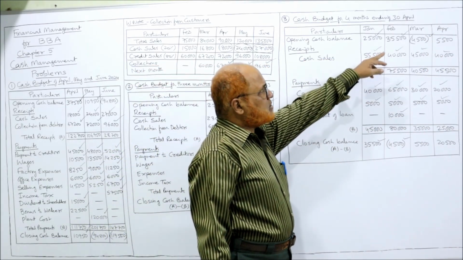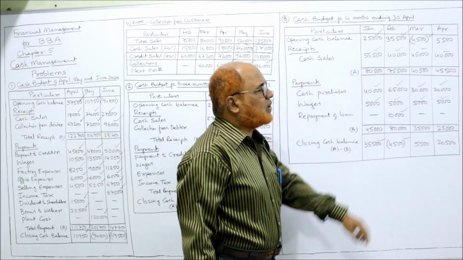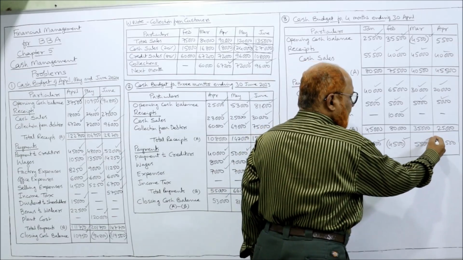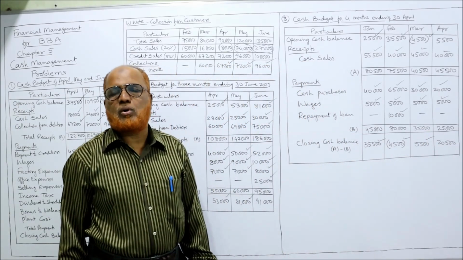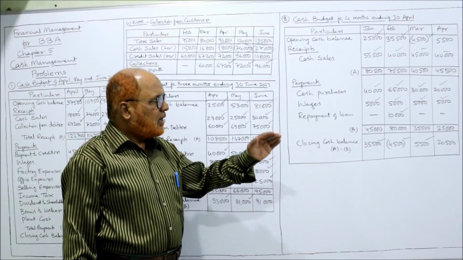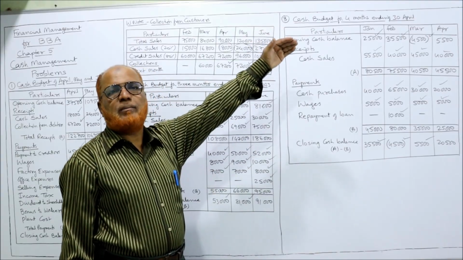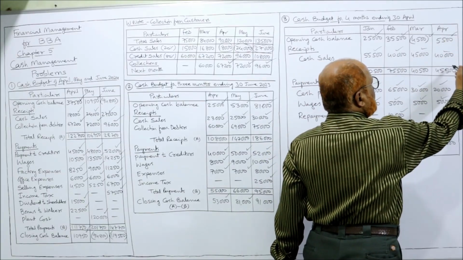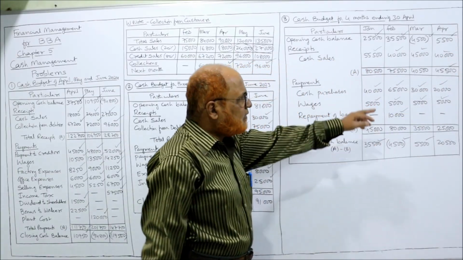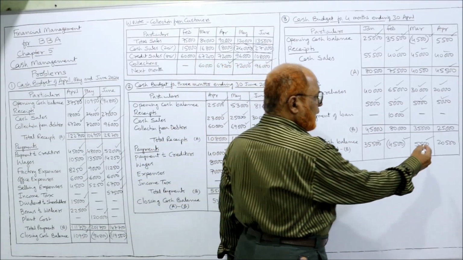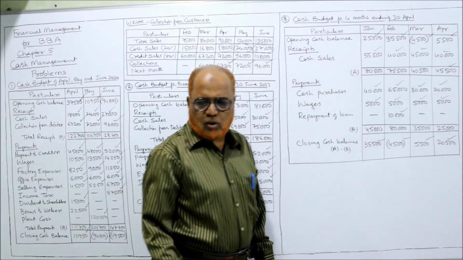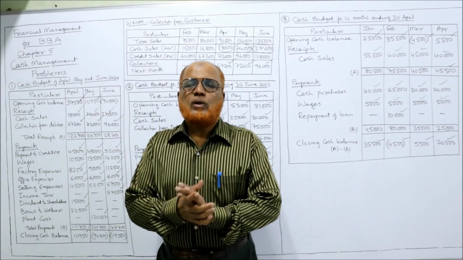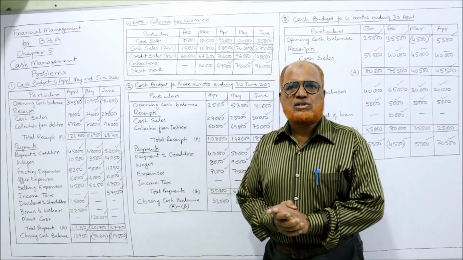Then minus 4,500 plus 45,000, you will get 40,500. 40,500 minus 35,000, you will get 5,500 positive closing balance. This 5,500 will become opening balance for the next month, April. So 5,500 plus 40,000, 45,500. 45,500 minus 25,000. So 20,500 is the closing cash balance. That's all. So in this video, 3 problems I have explained to you.